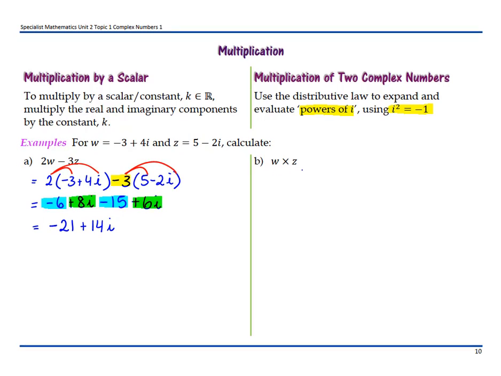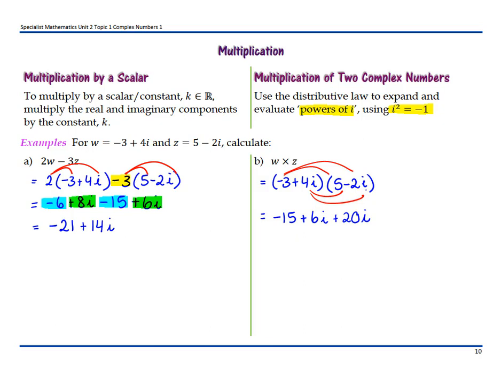When we're doing W times Z, that becomes -3 plus 4i times 5 minus 2i. And again, no different to algebra. You just expand those brackets and treat the i like you would an x, for example. So -3 times 5 is -15. -3 times -2i is plus 6i. 4i times 5 is plus 20i.